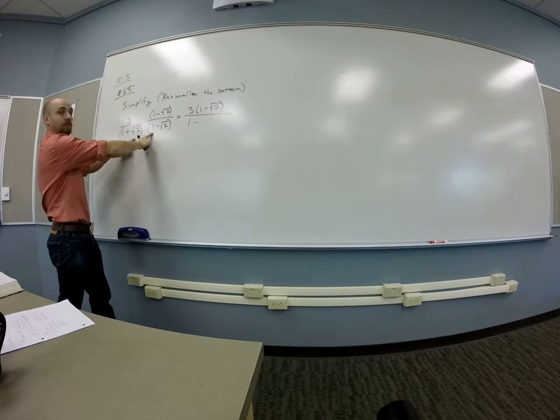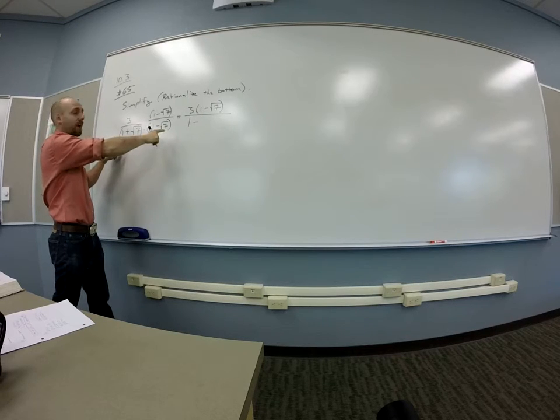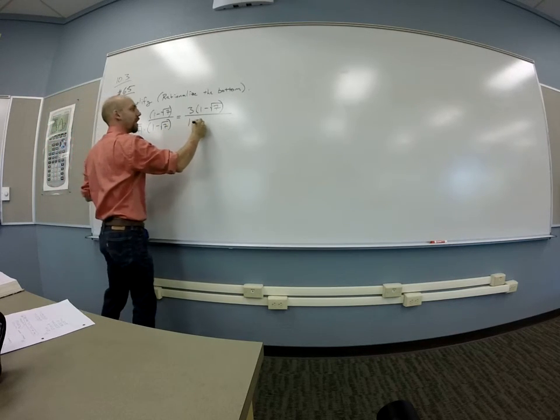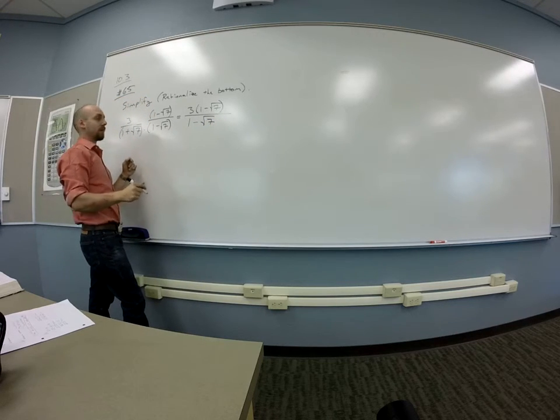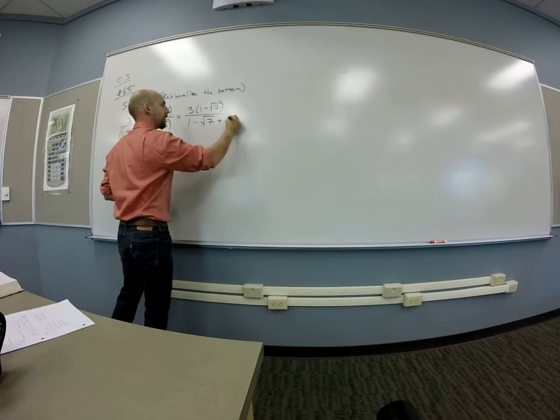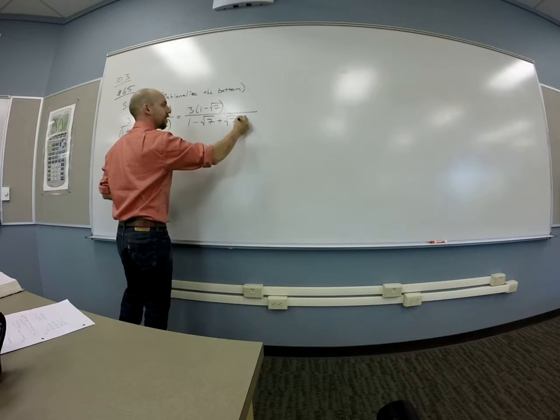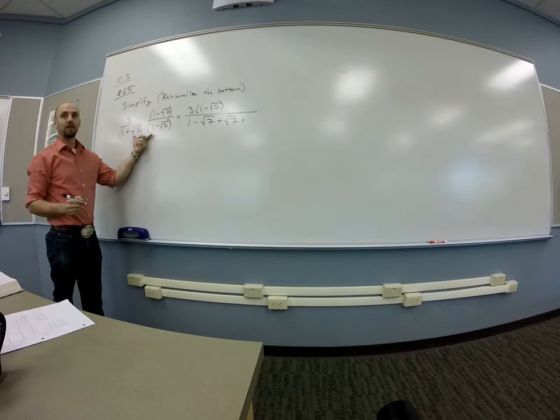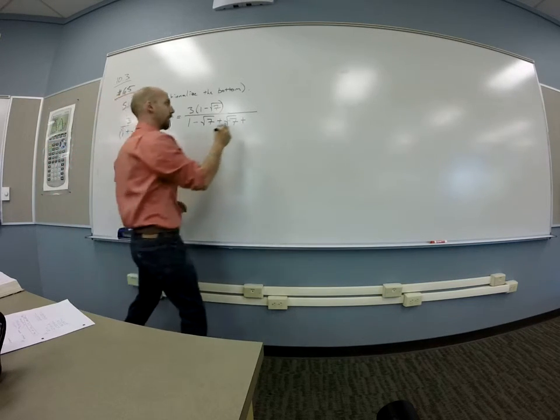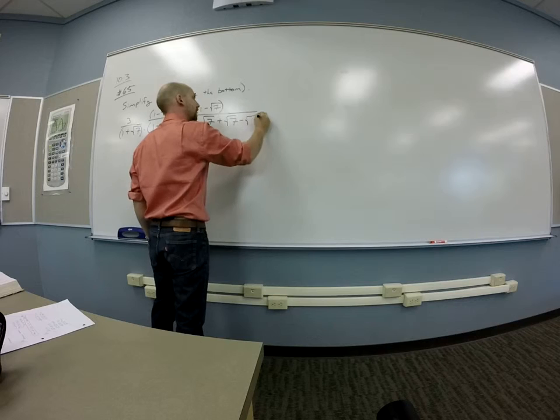So FOIL goes outside, right? So I've got minus root 7s. Then the insides are plus root 7s. And the lasts are minus square root of 49.